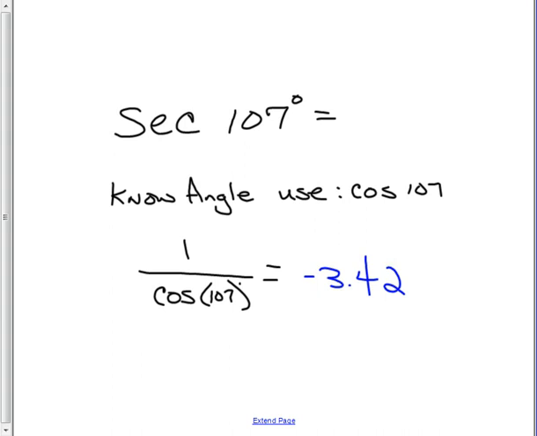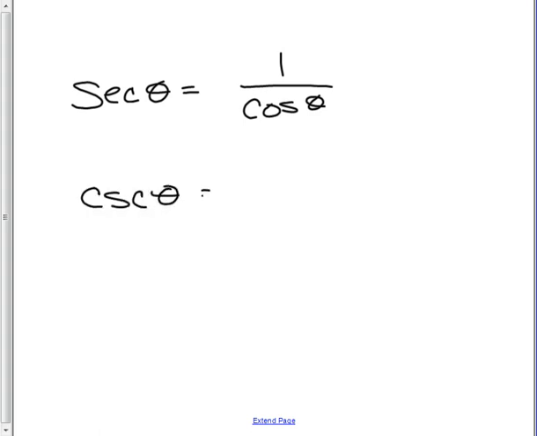Secant and cosine are reciprocals. Secant of any angle is the same thing as 1 over the cosine of that angle. Remember when we did the chart? Sine, cosine, tangent, cosecant, secant, cotangent. So cosecant is 1 over the sine.